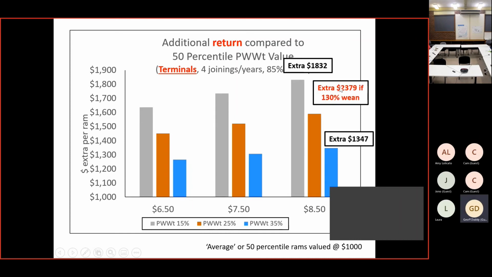If you wean 130%, that bumps up to $2,400 more than the average ram. Okay, so there's our profit driver. So we've looked at wool, we've looked at cheap meat prices, and we've looked at weaning percent. And to my mind, they're the three main drivers for most enterprises.